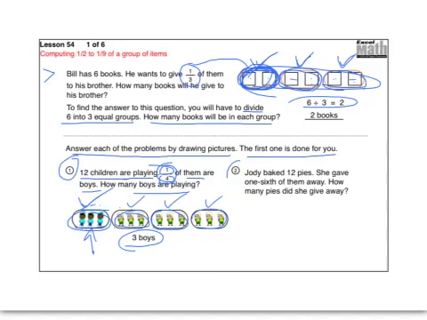So you should have already given it a shot on your own. It might not be too successful yet, but that's okay. You're just trying, you're learning. Jody baked 12 pies. She gave 1/6 of them away. How many pies did she give away?